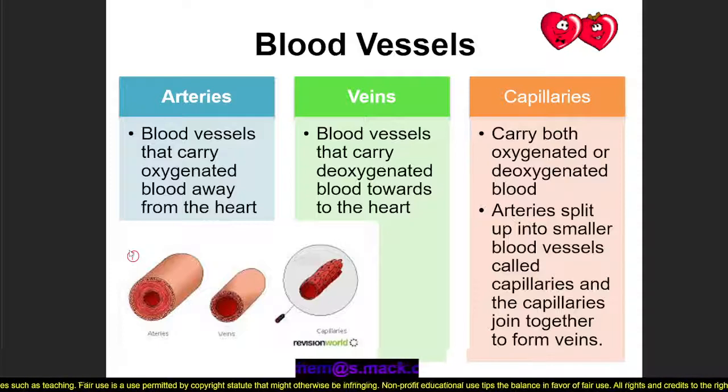I'm going to read from the slide, which talks about veins. Veins refer to blood vessels that carry deoxygenated blood towards the heart. So any blood vessel which takes deoxygenated blood towards the heart is classified as a vein. This diagram here shows me a cross section of a vein.